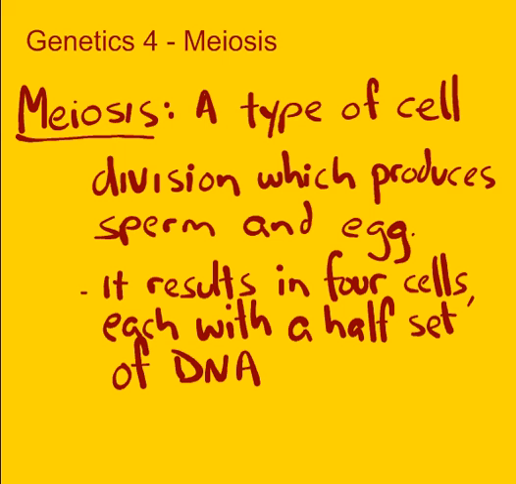So let's start with a definition. Meiosis is a type of cell division which produces sperm and egg. Now we've already talked about mitosis, and you can go back and watch the video on that. Mitosis is how body cells are made, for example. And in mitosis you end up with cells that are like clones. You get a full set of DNA. In meiosis, you end up with cells that have a half set of DNA. And that's very important because sperm and egg need to come together to make the next generation. So they each need to have a half set of DNA so that you have the proper amount in the zygote, in the fertilized egg at the end.